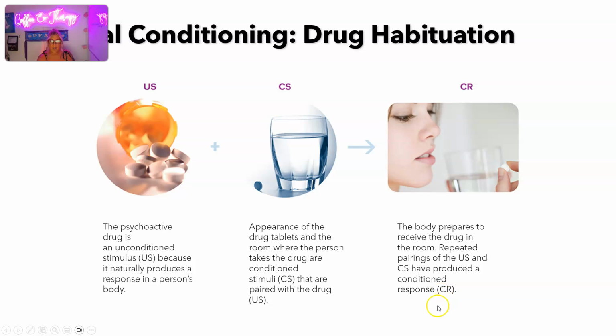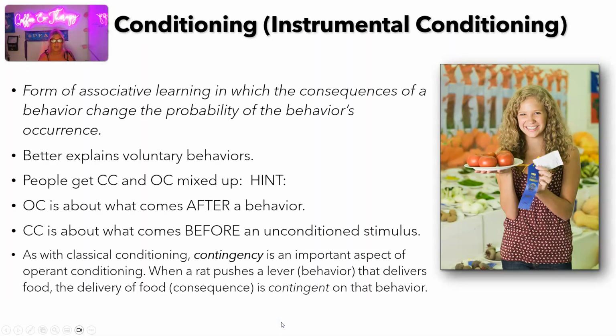All right, so looking at drug habituation, this just gives you a little bit of a pictorial to look at. The unconditioned stimulus is the medication. The appearance of the drug tablets in the room where the person takes the drug are the conditioned stimulus that are paired with the drug, which is the unconditioned stimulus. That leads to that response: the body prepares to receive the drug in the room. Repeated pairings of the unconditioned stimulus and the conditioned stimulus have produced that response. So these are just a lot of different examples for you to look at.